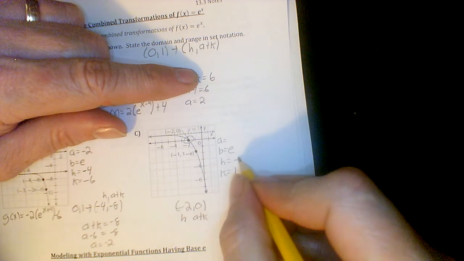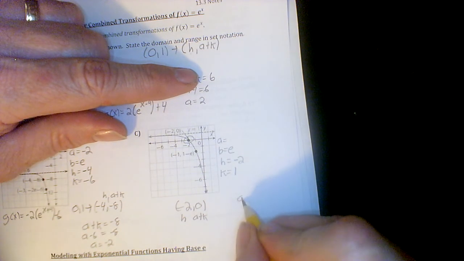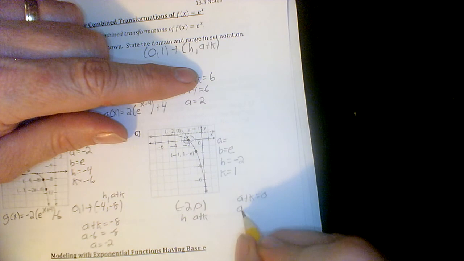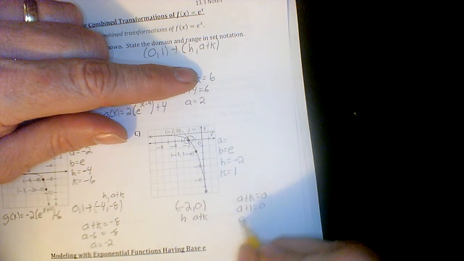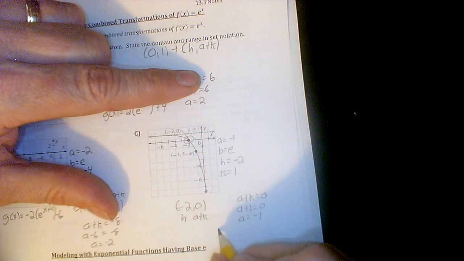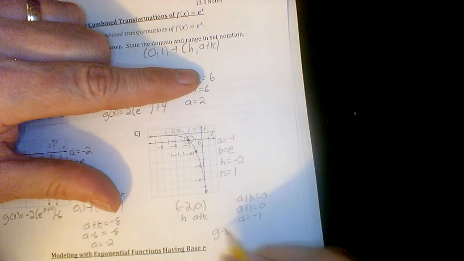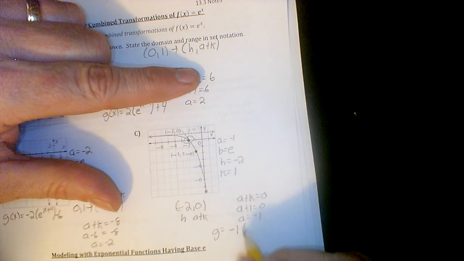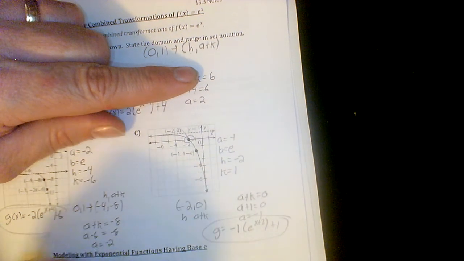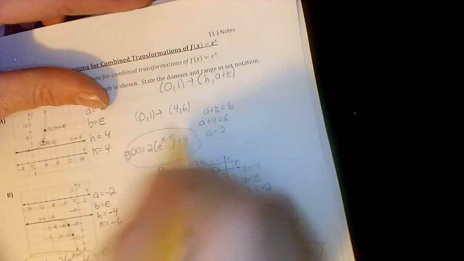So our H is -2, right? We know A + K is equal to that 0. K is 1, so A + 1 equals 0. So A, simple algebra, is -1. We're done. Let's write it. G equals, what do we got? -1 times E to the X + 2, plus 1. I'm going to circle that. We're going to be finished. Circle all of them if we can. There it is.